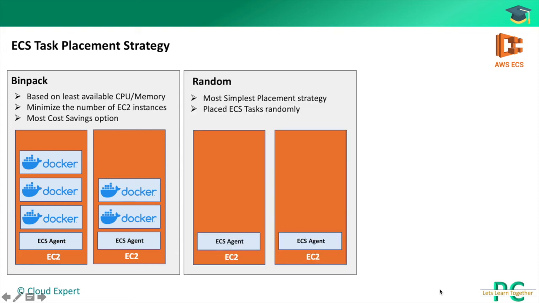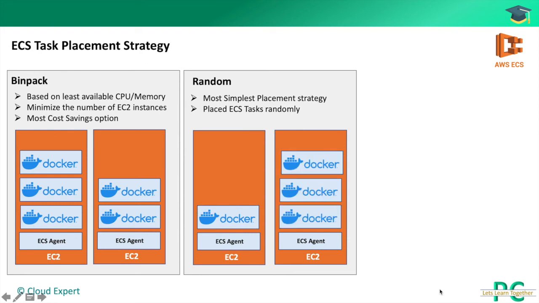Next is random. As the name suggests, it will place the task on any EC2 instance randomly. This is the simplest placement strategy. If I try to explain with the help of animation, the task placement strategy looks like this.